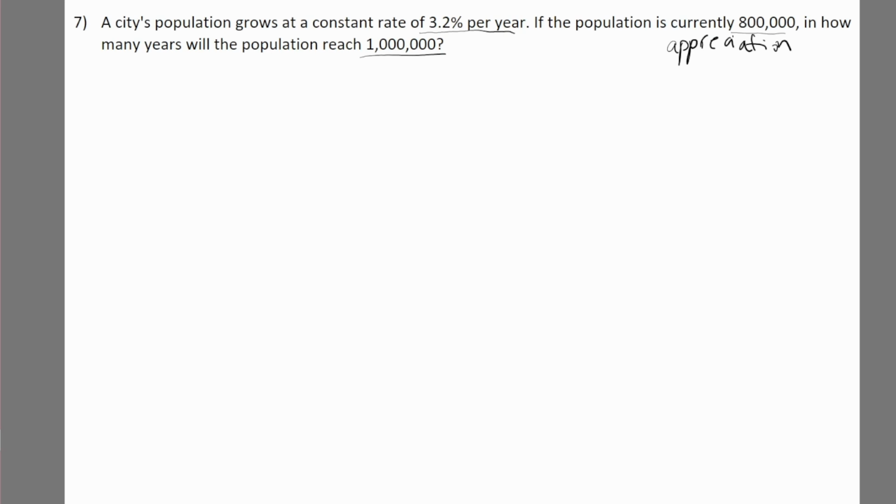So firstly, we know that currently the population is 800,000. So the principal or the original amount is 800,000. And the final amount is 1 million. This is the amount that I want to reach, and it's growing at a rate of 3.2%. So I want to know how many years it would take to reach 1 million or exceed it. I'm going to go ahead and write the rule.